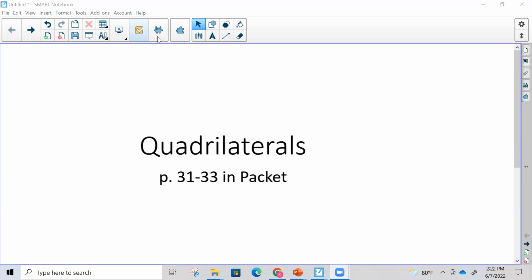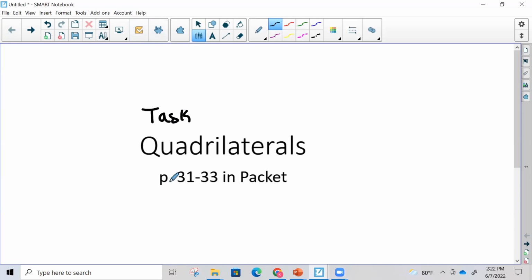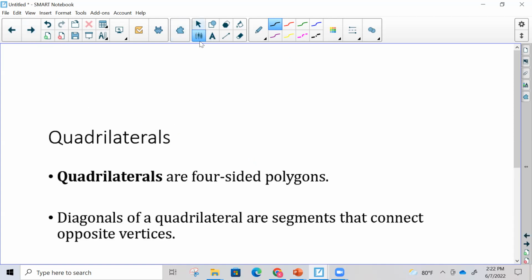So in this video, we are going to look at task 10, quadrilaterals. It is on page 31 and 33 of the original. Again, it might be a little bit different depending on how it printed. So first off, what is a quadrilateral?